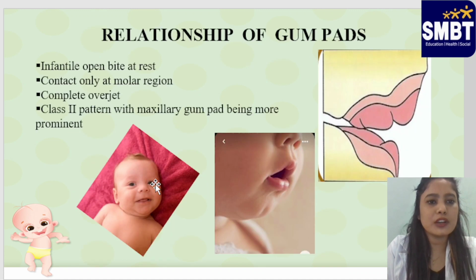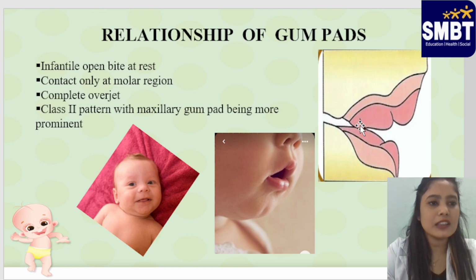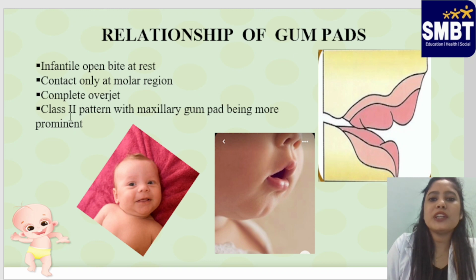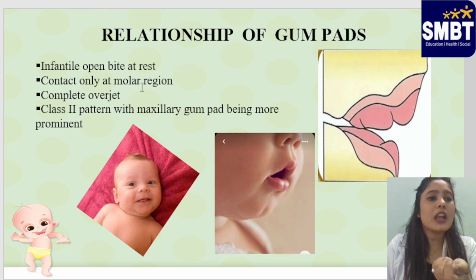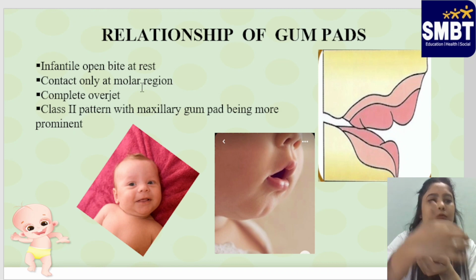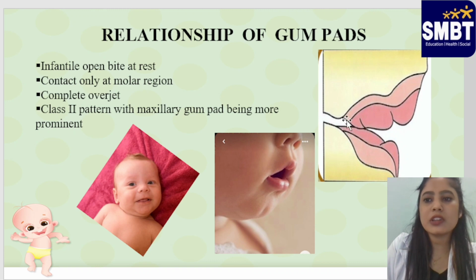Now comes the clinical features of gum pads in the pre-dentate period. First, you can see the size of the maxillary arch. The maxillary arch is much wider and greater as compared to the mandibular arch. So you can see the complete overjet, that is, the mandibular arch is completely covered by the maxillary arch in the posterior region and in the anterior region as well. Also, there is contact only at the molar area between the two arches and an open bite in the front region, that is the anterior infantile open bite.